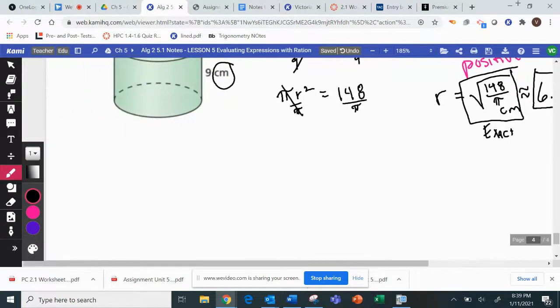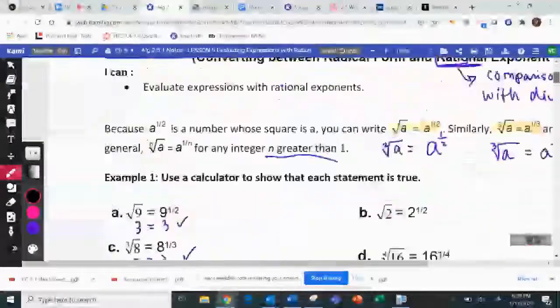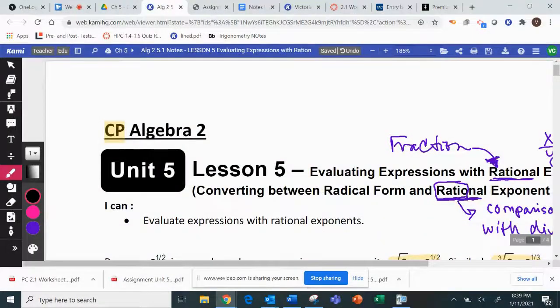Okay, that is it for this section. So go ahead and start your worksheet, lesson 5.